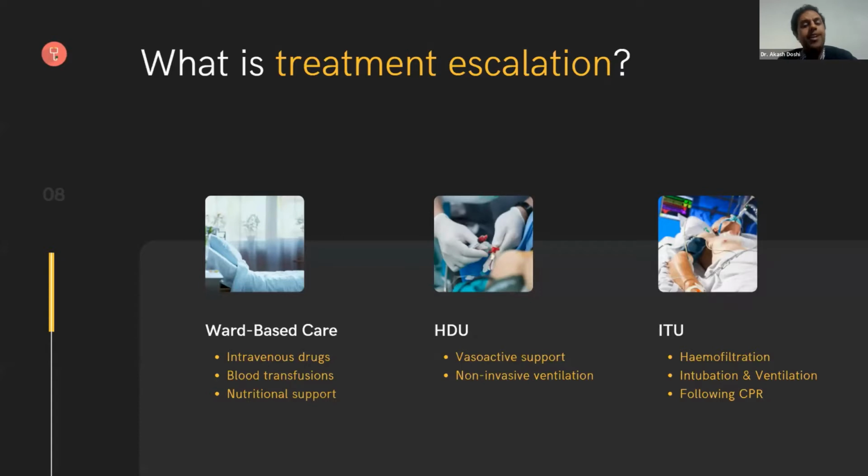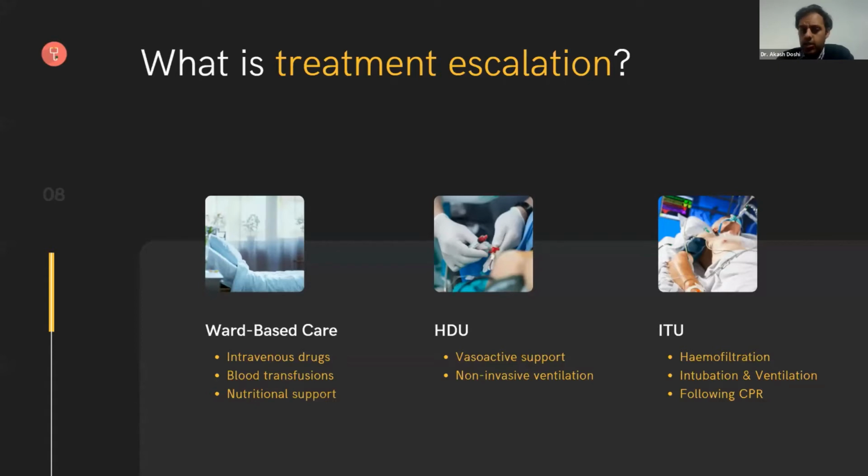Beyond that, if despite our fluid resuscitation, our antibiotics and everything, he's not responding, we may need to escalate his therapy. And so that might be to HDU, where we can give vasoactive support. Often in these patients, it'll be inotropic support to squeeze those blood vessels and improve the blood pressure, or non-invasive ventilation in view of the fact he's got type 2 respiratory failure, to help support his breathing, take over some of that work so that he's able to breathe more easily.